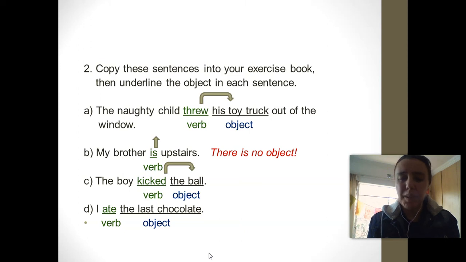Kicked. I'm acting on something. What am I kicking? Am I kicking the boy? No, I'm kicking the ball. So that is the object. And I ate the last chocolate. I'm eating. What am I eating or acting upon? I'm eating or acting upon the last chocolate.